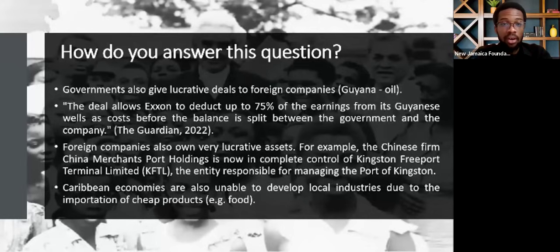Foreign companies also own very lucrative assets. For instance, the Chinese firm China Merchants Port Holdings is in complete control of the Kingston port in Jamaica, and it is the entity responsible for managing the port. We can also look at the fact that, if you're arguing for current modern day dependency, Caribbean economies are unable to develop local industries or local agriculture due to the importation of cheap food. So there are different points that you can use to argue that dependency is still relevant.